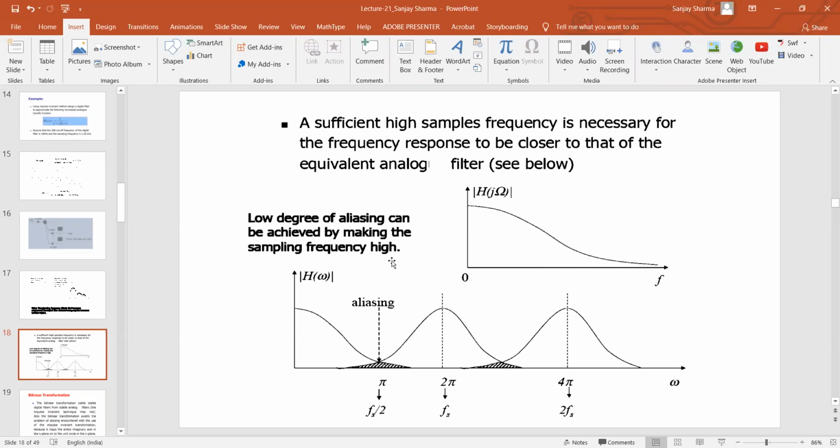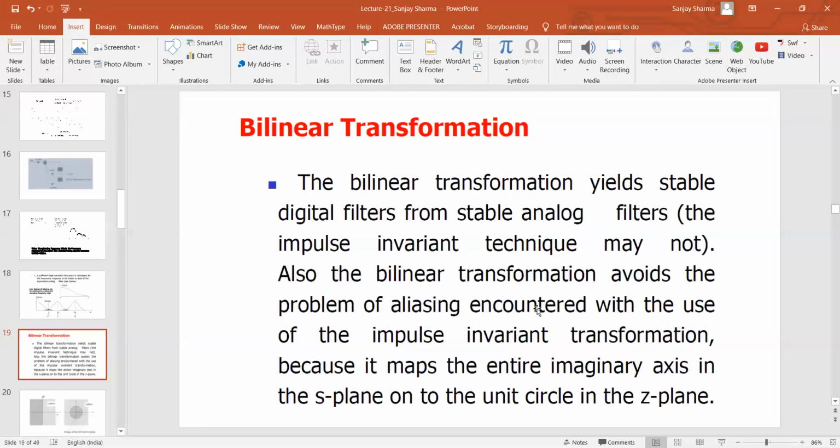The technique to avoid aliasing in the design of IIR filters using the impulse invariant method is known as bilinear transformation. This is by far the best technique to design IIR filters, and it will avoid the problem of aliasing. But in bilinear transformation, another problem results, which is the frequency warping problem that we will see. What is the problem here?